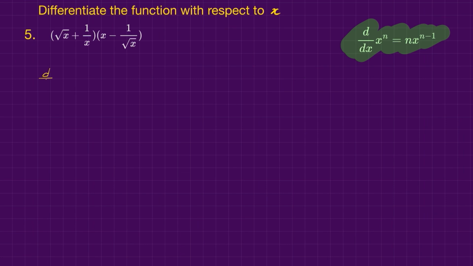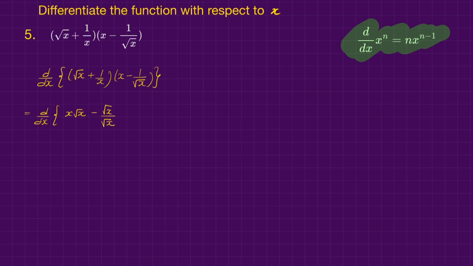It will be d/dx of root over x plus 1 by x times x minus 1 over root over x. So here first we will simplify the function. So let us multiply root x and x, then we will have x root x, and after that we will multiply root x and minus 1 over root x. So it will be minus root x over root x.